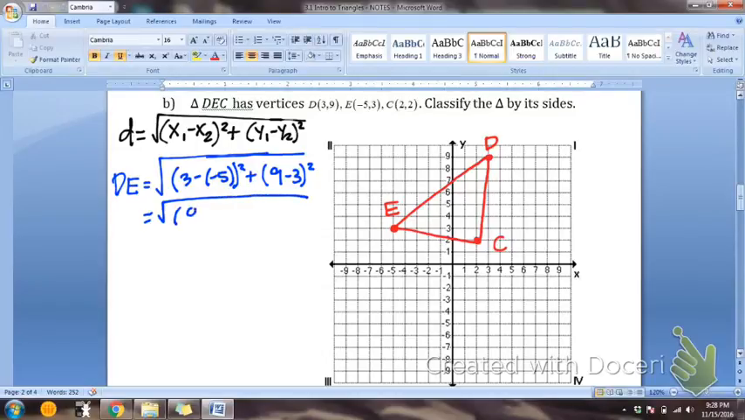So we know that 3 minus the negative 5 is 8. We'll square that. 9 minus 3 is 6. We'll square that. So we have the square root of 64 plus 36, which is the square root of 100, which is 10. Please remember, after you take the square root of a number, you no longer have the square root sign. You just have 10. Okay? So let's go ahead and write 10 on our diagram.